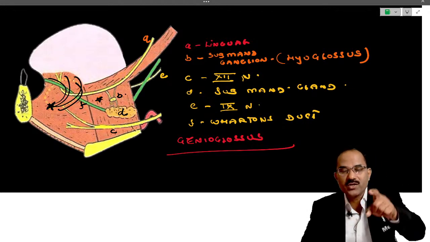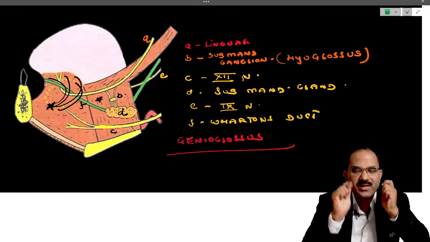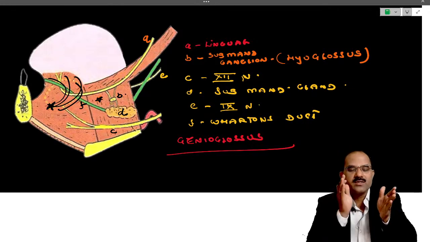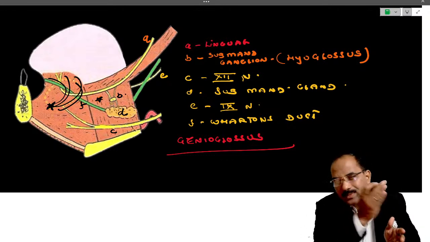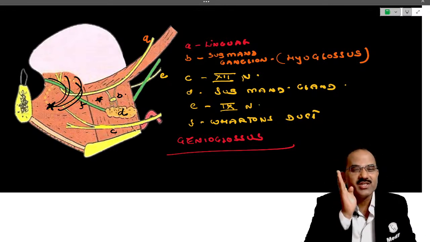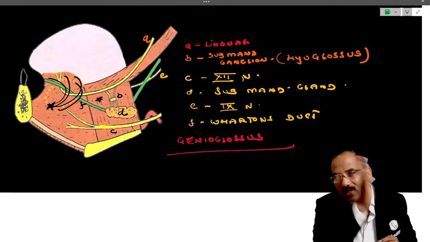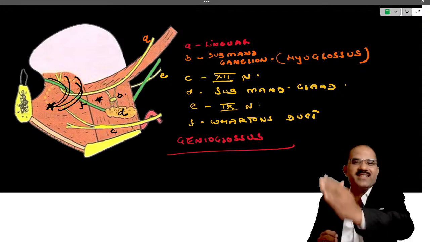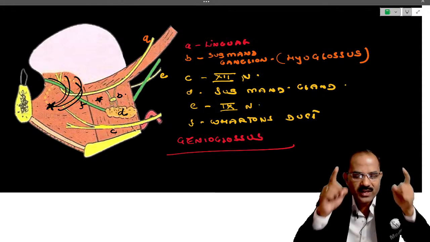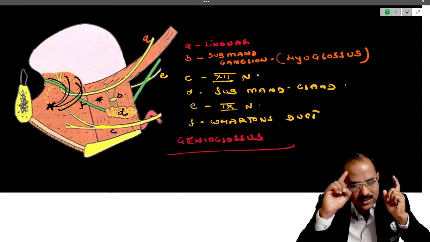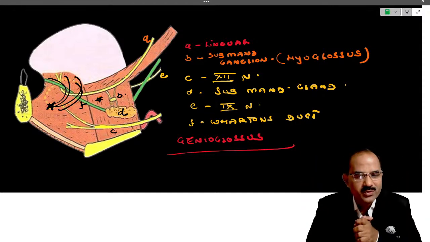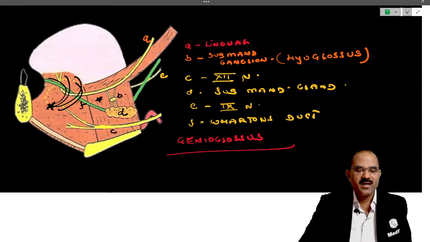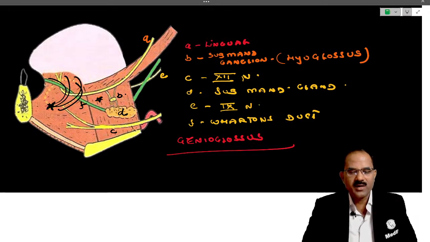And what is the function of genioglossus? It is going to protrude the tongue to the opposite side. Remember, the right genioglossus is going to protrude the tongue to the left side, and the left genioglossus is going to protrude the tongue to the right side. And that is how, if there is a lesion of the hypoglossal nerve, can you tell me what I want you to understand?